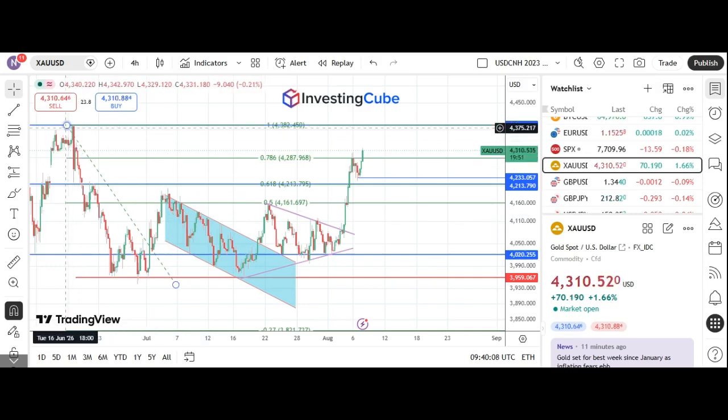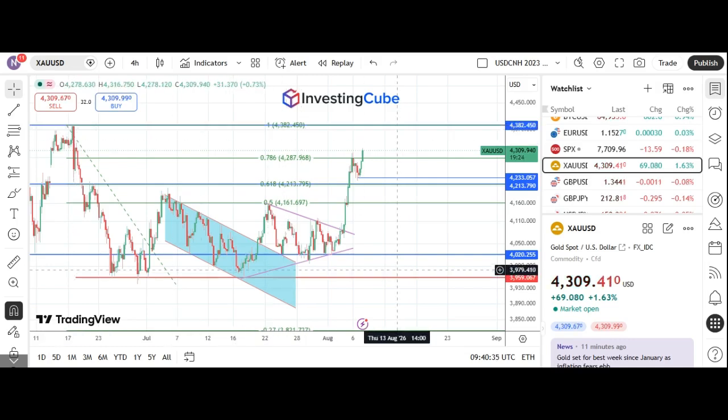Again, we have our Fibonacci trace, which was taken from the 17 June swing high all the way down to the 1st of July swing low, and that traced out the 50% level at 4161, the 61.8% retracement at 4213, and the 78.6% at 4287. Then we have the 100% retracement mark, which is the high of 17 June at 4382.